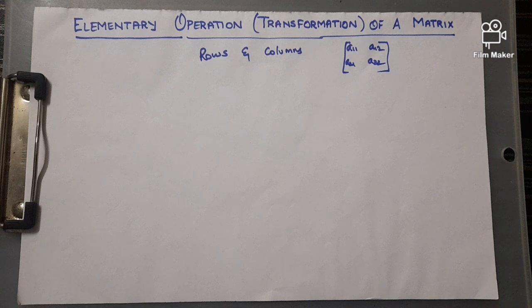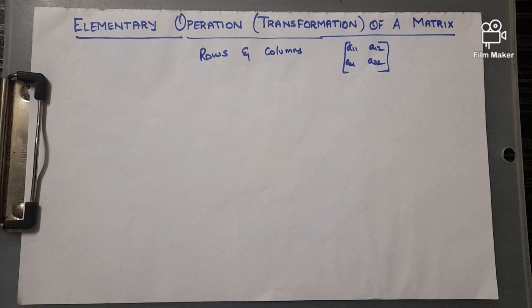Now in this video we are going to see elementary transformation, or elementary operation, of a matrix. This is a left out topic from the previous year syllabus and is in this syllabus. We will first see the definition for elementary transformation. It is the operation that is done on the rows and columns, right?